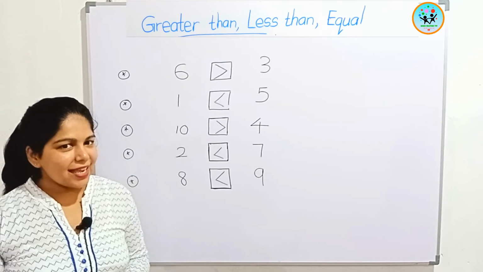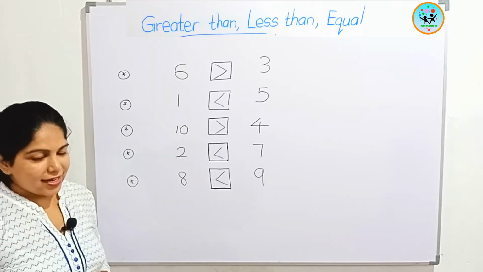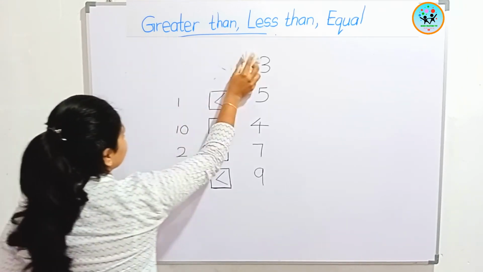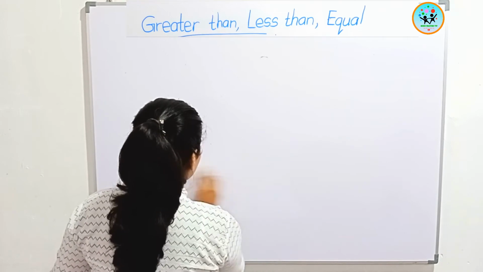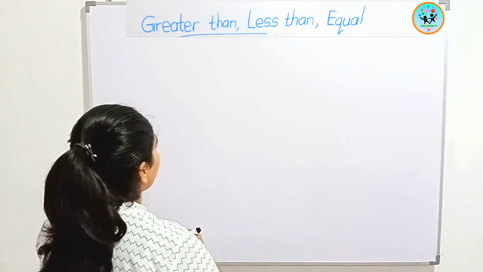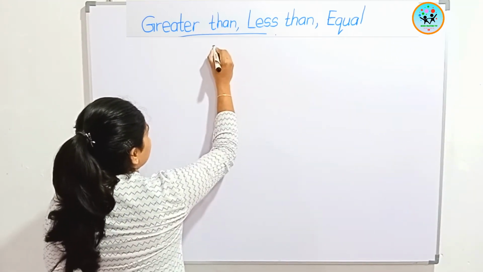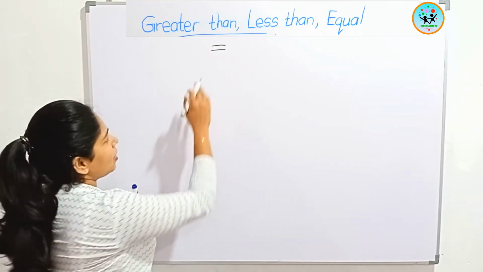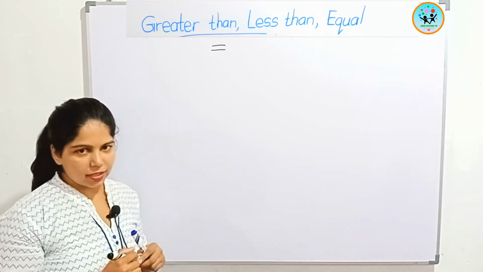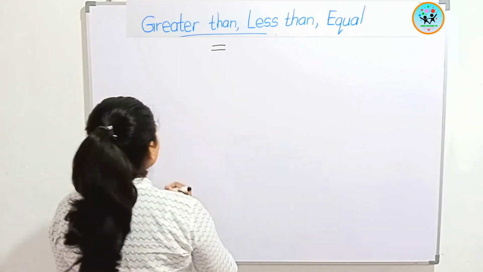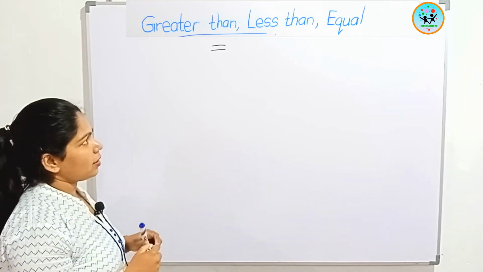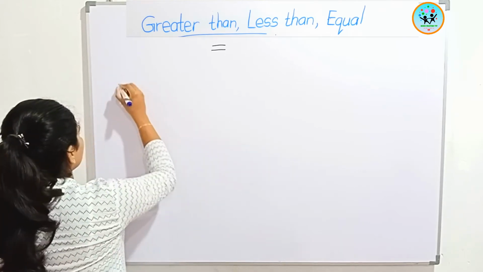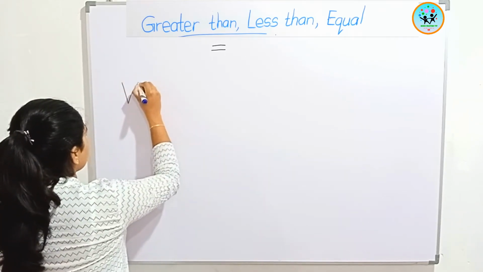Now we will look at equal. We use this symbol to represent equal. Okay, let's look at an example. I will draw some ice creams.